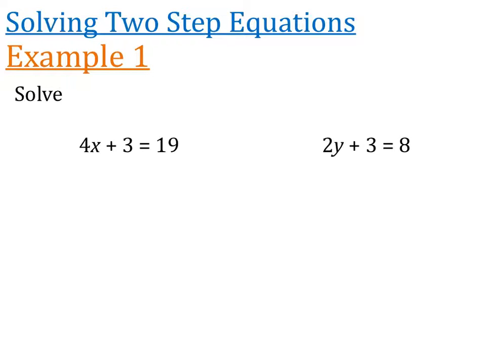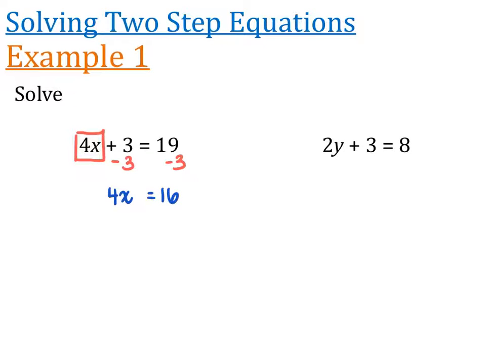So we've got 4 times x plus 3 is equal to 19. So we want to keep the 4x together. And we can keep the 4x together, and we can get rid of the plus 3 by subtracting 3. So we can subtract 3 from both sides, and when we do that, we're left with the 4x that stayed together, and now we've got 4x is equal to 16.